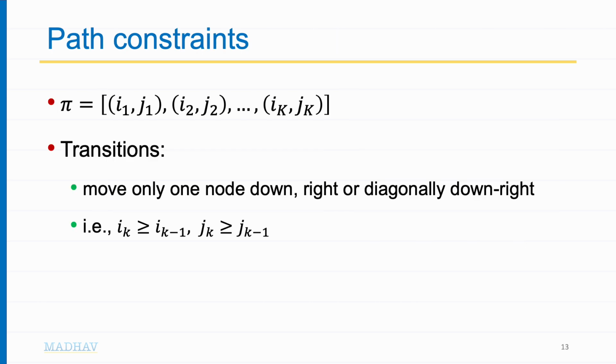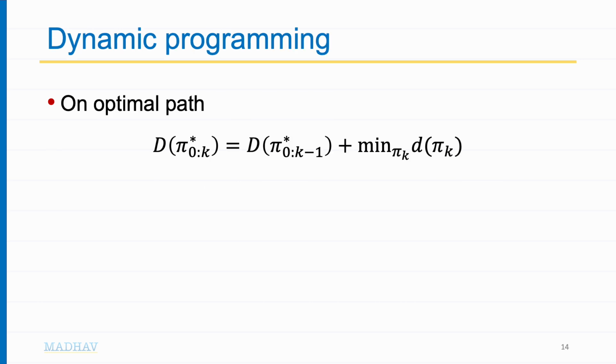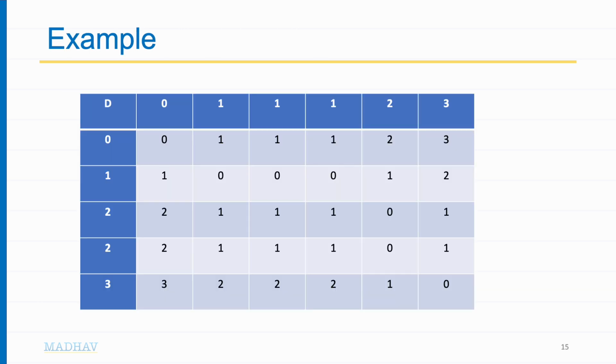Not all paths are allowed. You can't jump here and there. Some path constraints are there. For example, in this case, it is move one node down, or move one node right, or move diagonally, but you can't jump over nodes. In this example, you can define your own constraints. For the optimal path, you use Bellman's optimality condition, where you recursively, or dynamically, find the solution.